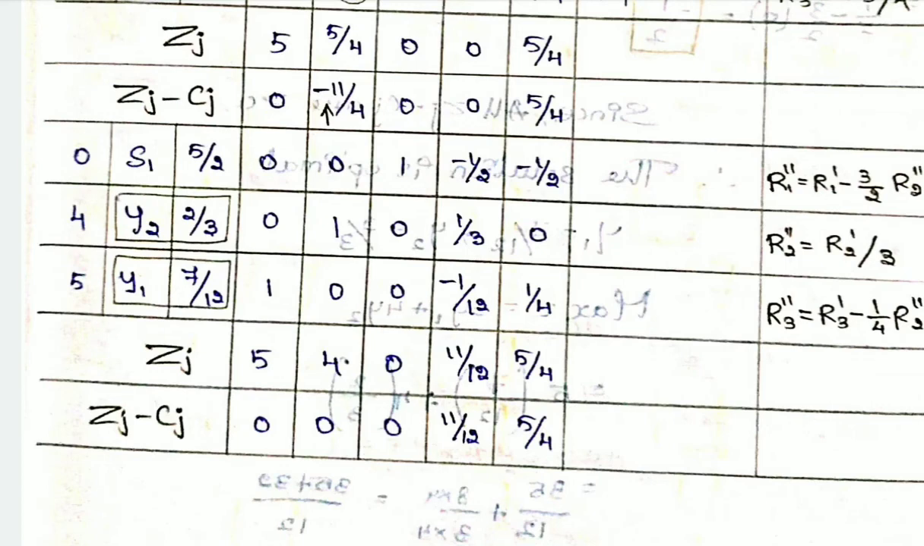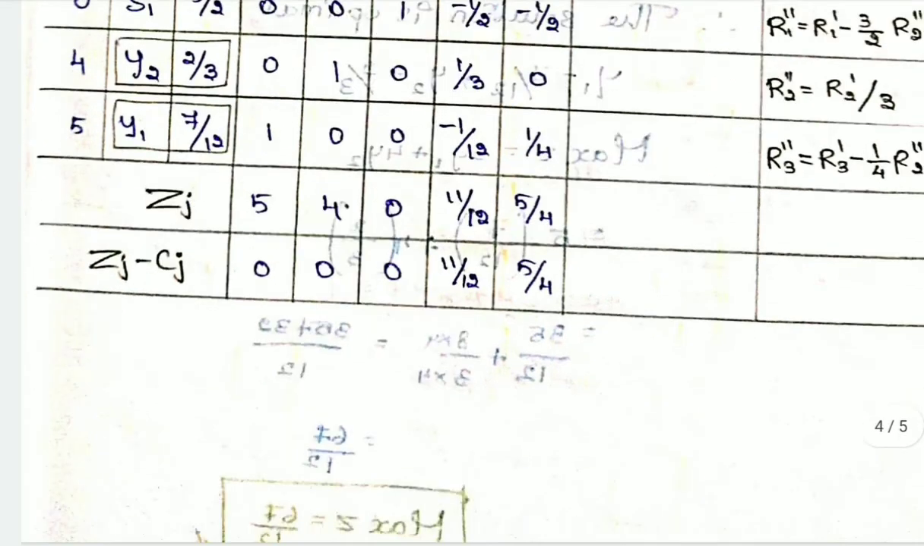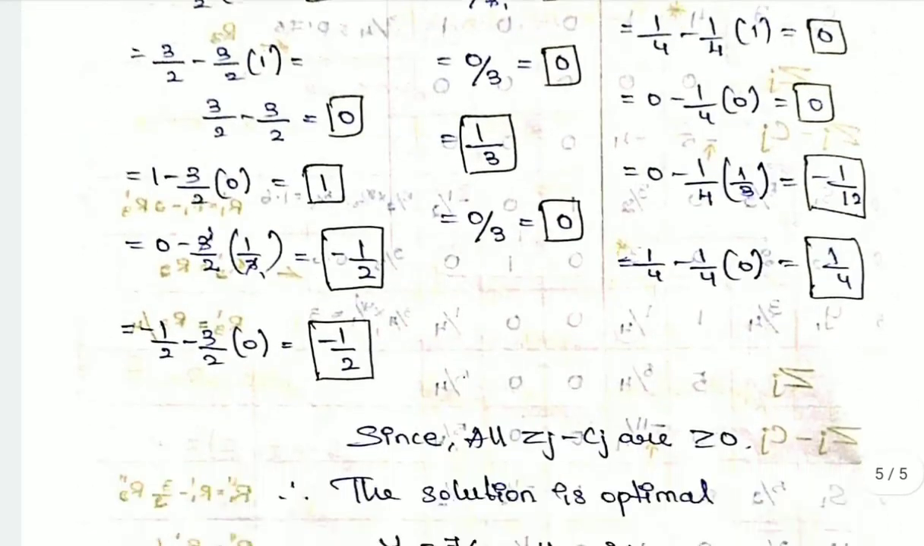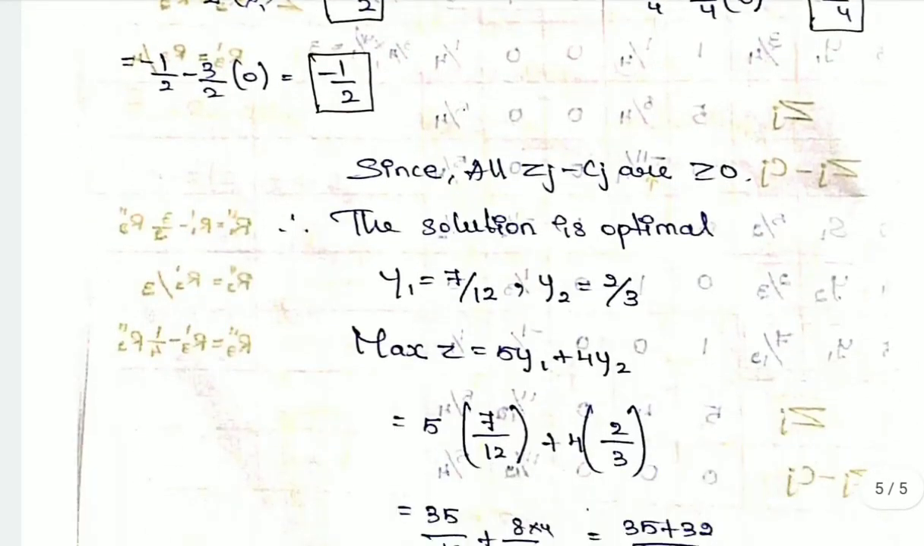ZJ minus CJ will be positive. So all the values will be positive. That is, ZJ minus CJ values are positive. So we have the solution. So Y1 value is 7 by 12. Y2 is 2 by 3.